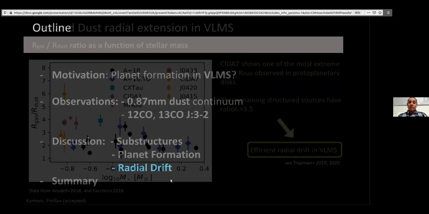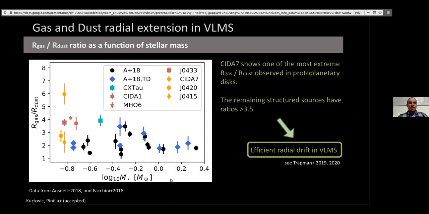If we take a look at the radial drift that we wanted to investigate, you can see that 4 of our sources have a ratio between the radius of the gas and the radius of the dust which is close to 4 or above 4. Actually, for CEDA7, the ratio is about 6, well over 5. So what we find, based on the results of Trapman et al. 2019 and 2020, is that if the ratio between the radius of the gas and the radius of the dust is over 4, then it is really hard to explain this ratio without invoking radial drift.